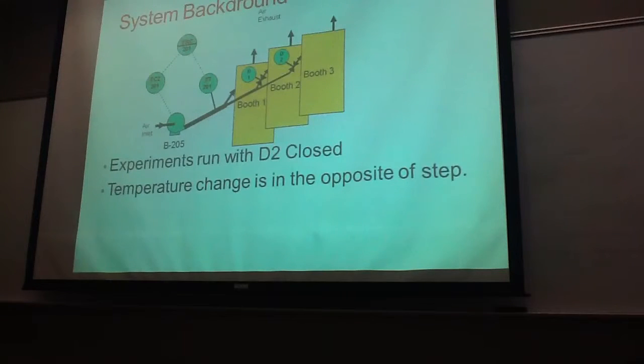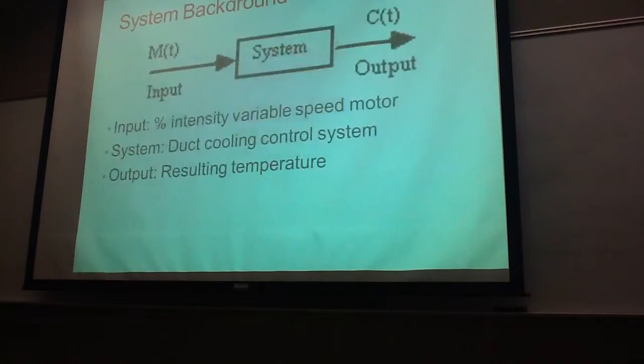This is our system. It consists of an air blower and 3 booths. For our system, the second damper was actually closed. An interesting thing about our system is that we were actually cooling, so as system input increased, the temperature actually decreased, so it worked in the inverse direction. Here's a block diagram. For the input, we put the intensity that we wanted our motor to run at. The system was our duct cooling system, and as an output, we got a resulting temperature.